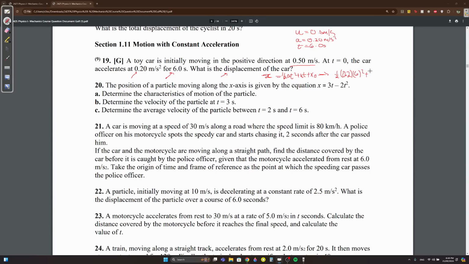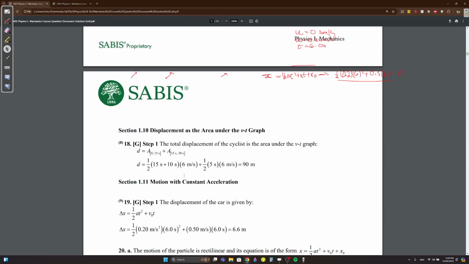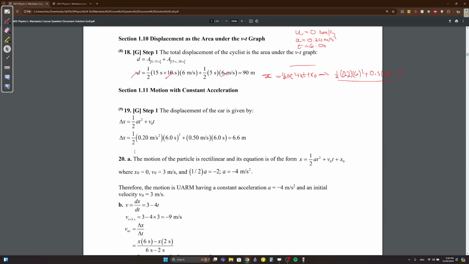Half a squared plus u t, which is 0.5 times 6, plus x node. It's not given, so it's just 0. Put this in your calculator. 6.6 meters. Okay.